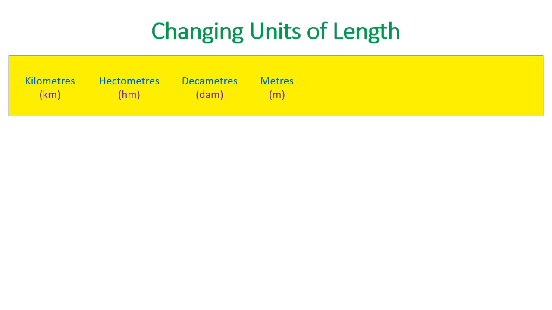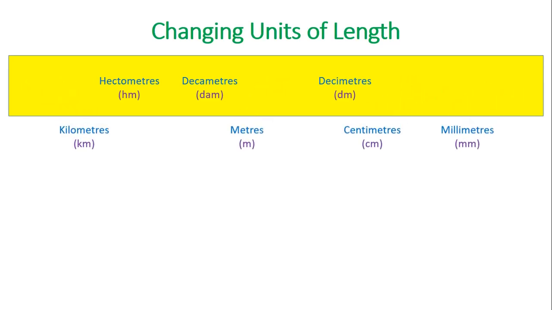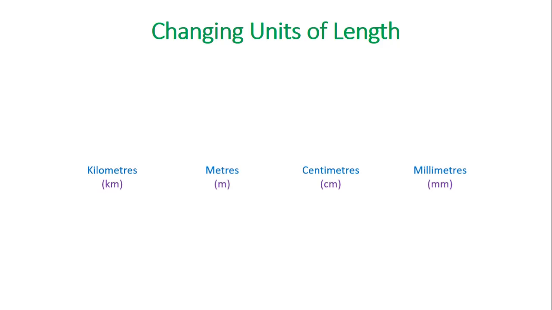If we move over to the right, we have decimeters, centimeters and millimeters. And it works the same. There are 10 decimeters in a meter, there are 10 centimeters in a decimeter, and there are 10 millimeters in a centimeter. But in my experience, and most of the questions you would ever look at, we only use 4 of the above. We use kilometers, meters, centimeters and millimeters.